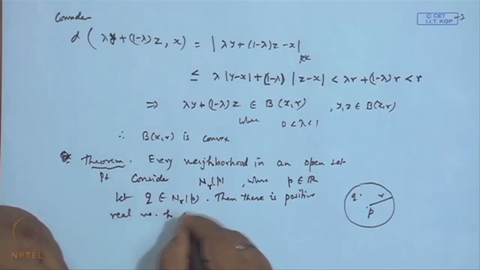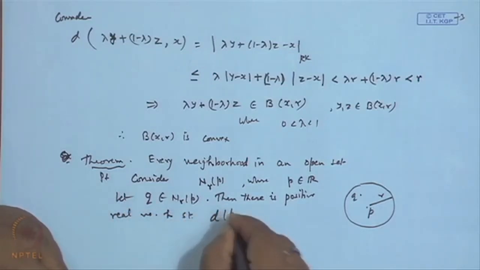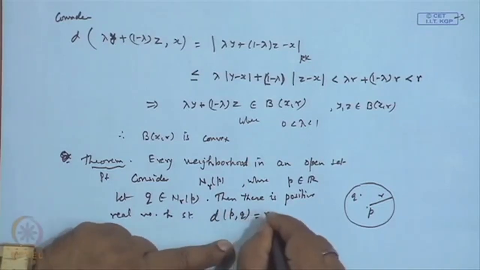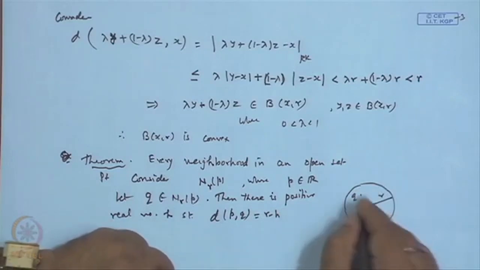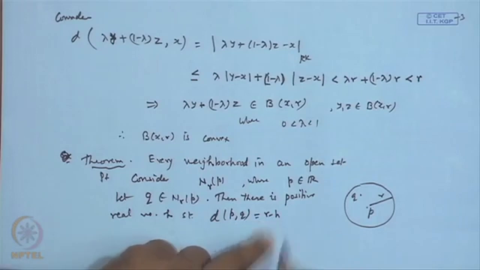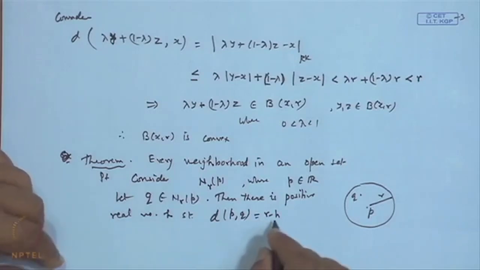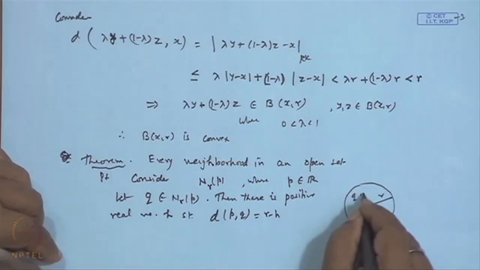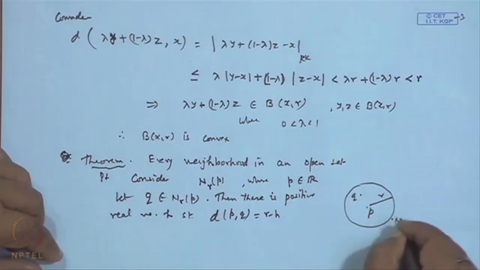H such that the distance between P and Q is R minus S. Because Q is inside, obviously the distance will be less than R. So, H can be obtained so that the distance is exactly this. Now, we wanted to show that there will exist a neighborhood around the point Q which is totally contained inside this N_R(P). Then N_R(P) becomes open.